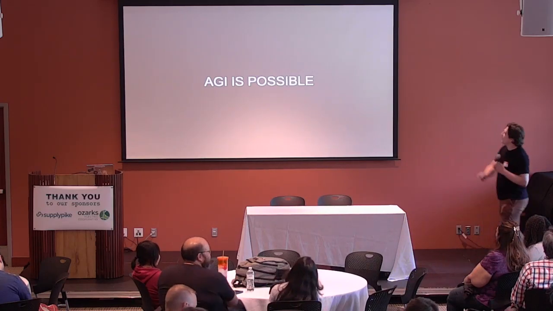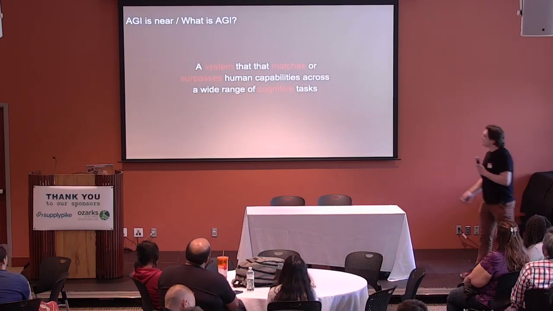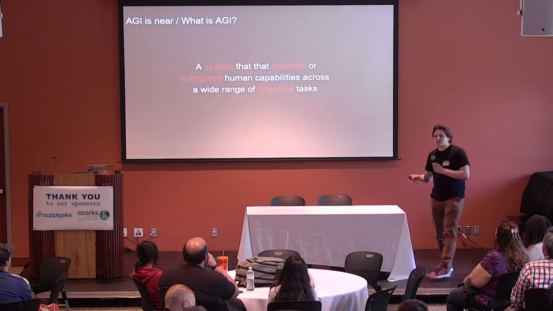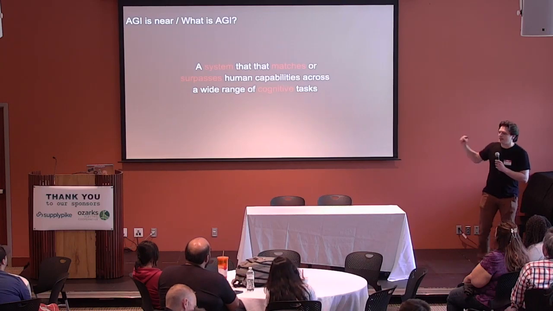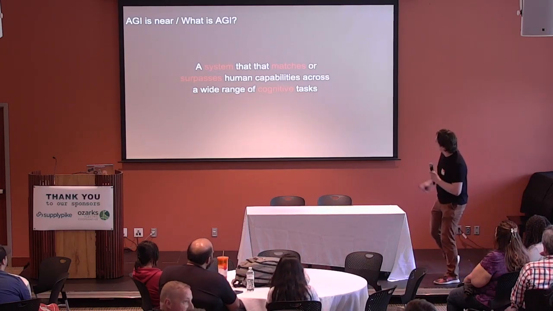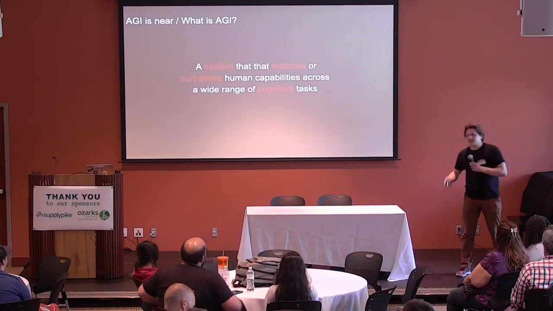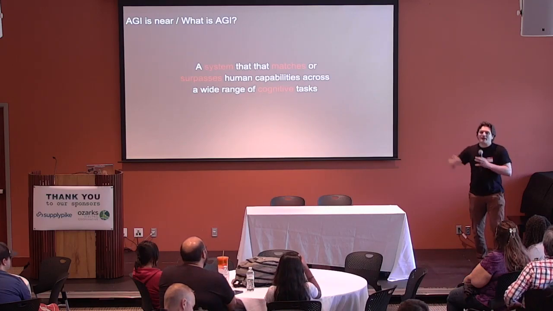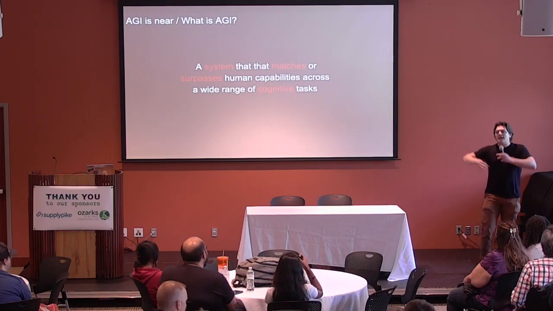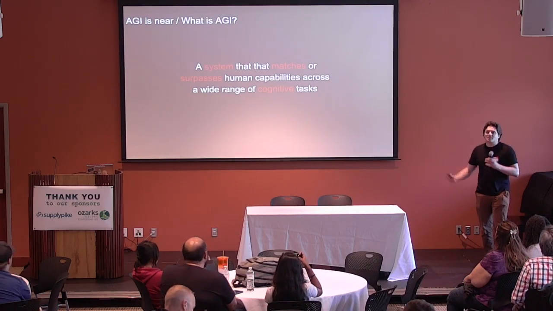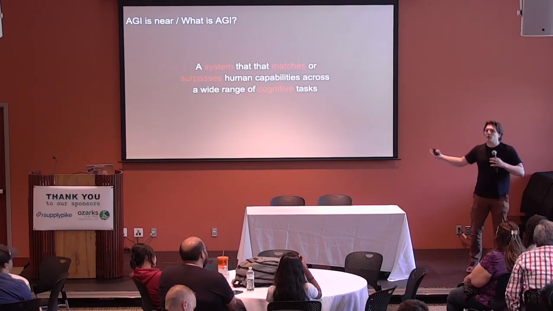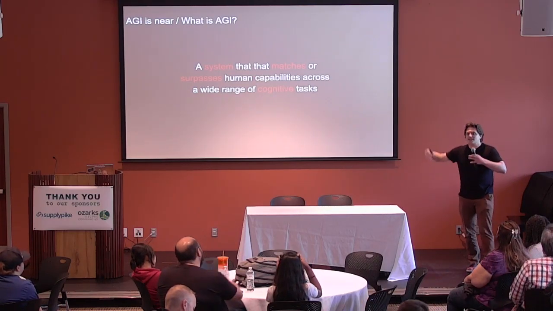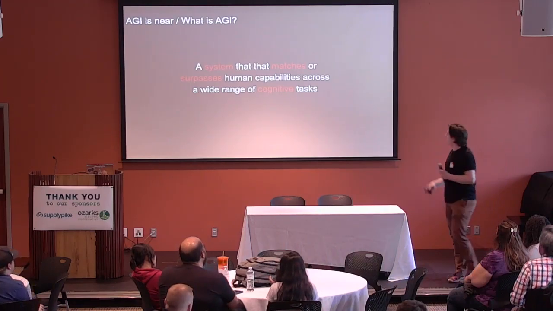Perfect. Okay. So the definition I'm going to be using is AGI is a system that matches or surpasses human capabilities across a wide range of cognitive tasks. There are some important words here. Matches or surpasses. This means it's as good or better than humans at a lot of tasks. And when I say a lot of tasks, I mean enough tasks to be generally useful in the economy. It can maybe replace some people or make a certain person a 10x, 100x type of developer.